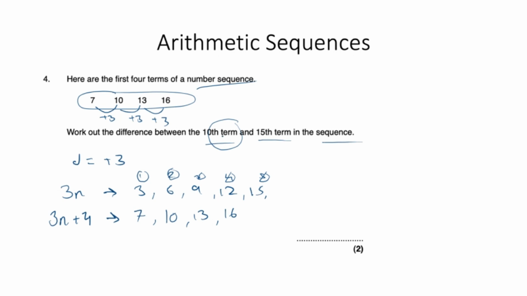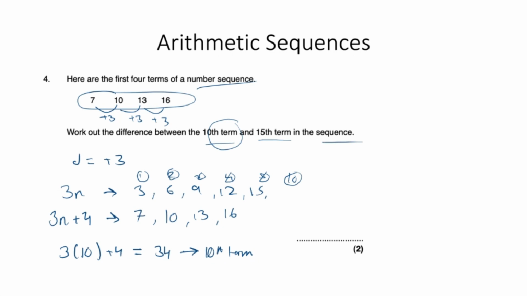Now, to find the 10th term and the 15th term, it's actually quite simple. You do exactly like what we just did, really. So you have the 10th term, so that means you substitute the n value with 10, okay, to find the 10th term. So 3 times 10 plus 4, which is 34. This would be the 10th term.